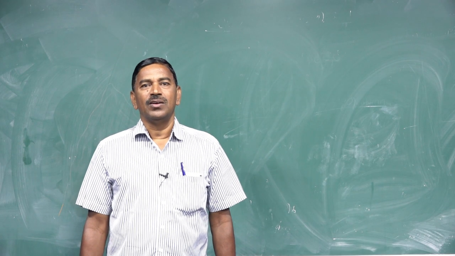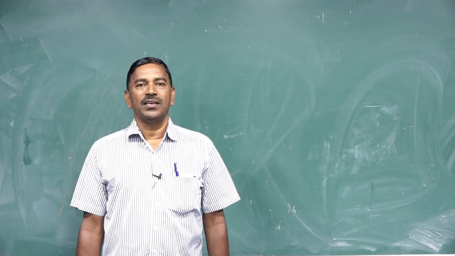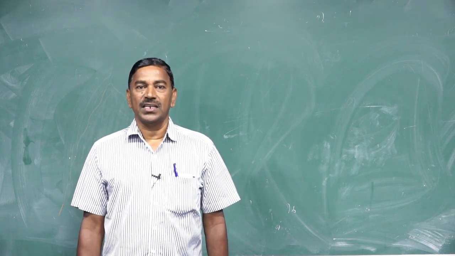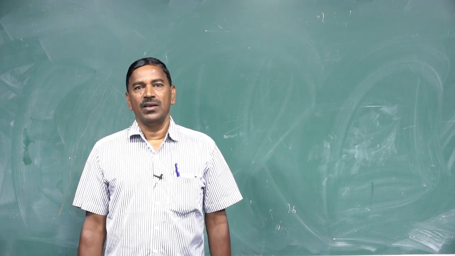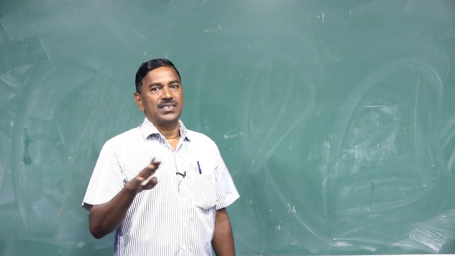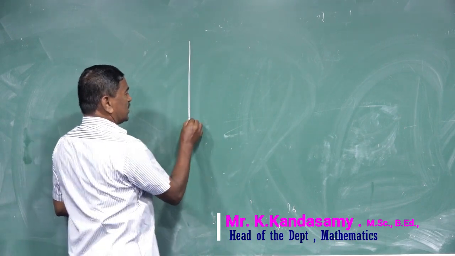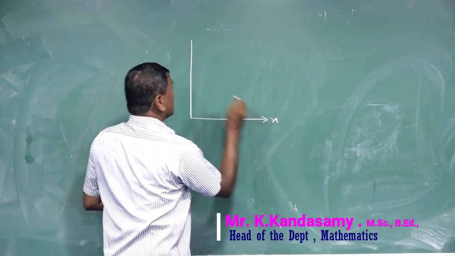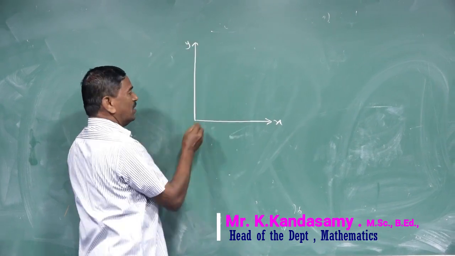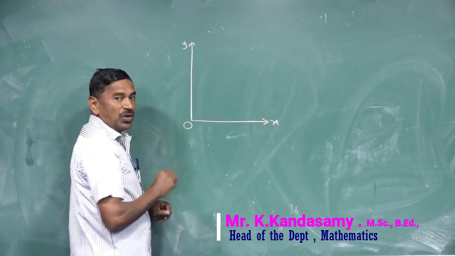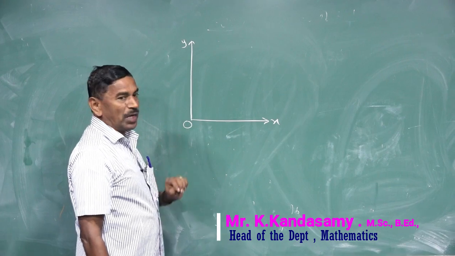Good morning, children. Today we are going to see the new topic: direction cosines, direction ratios, and direction angles. First, we need the basics. We know that in two dimensions there is the x-axis and the y-axis. Let O be the origin. So, that is in two dimensions.